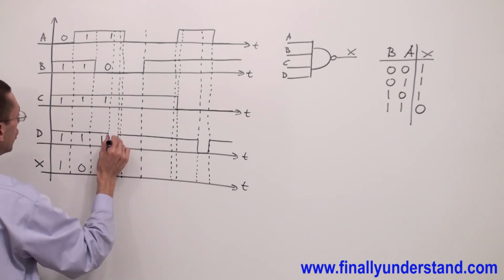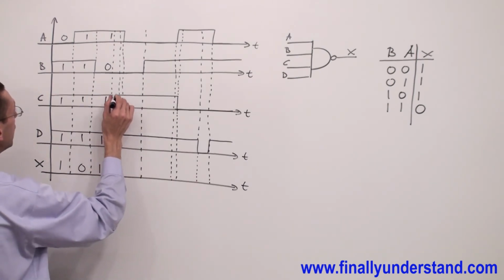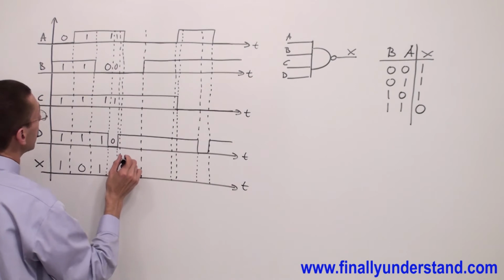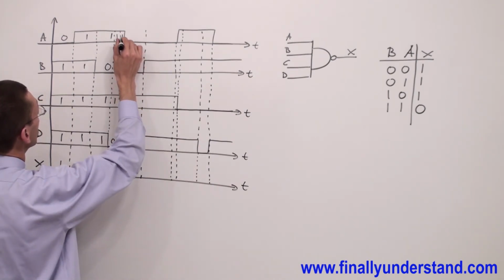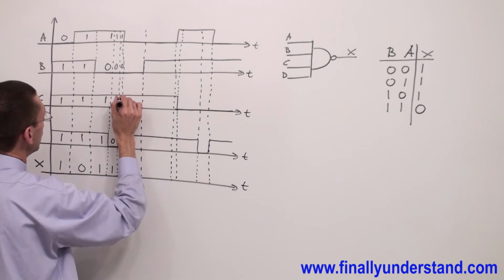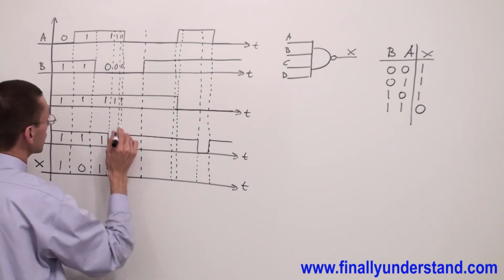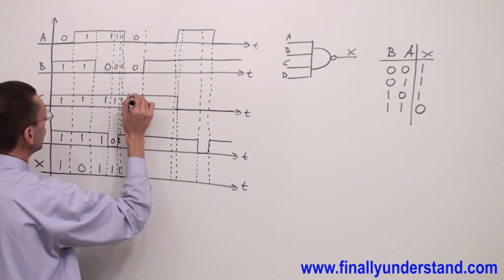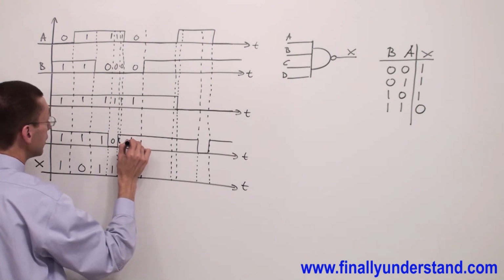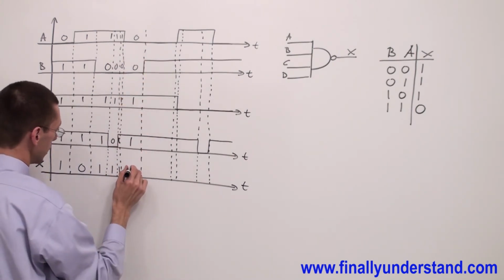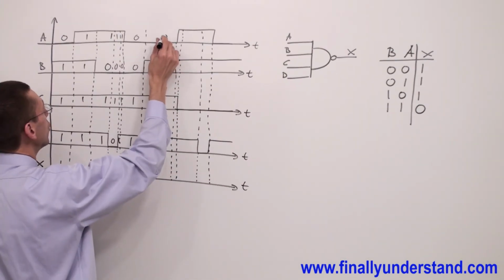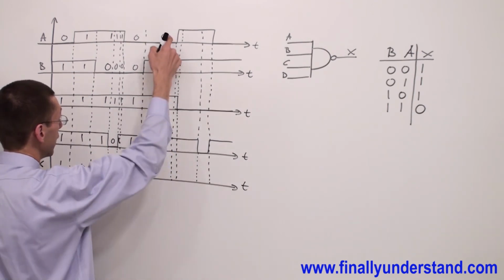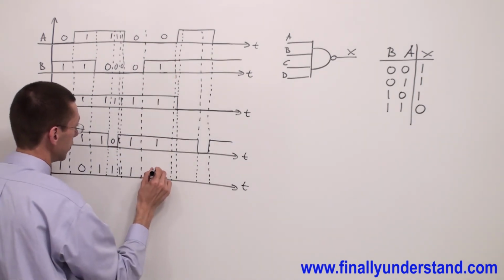And I have low, high, low, high. This is automatically high. And at this moment I have high, low, high, high. Because I have a low, this is also going to be high. And I have low, low, high, high. Because I got lows, that's why this is going to be high. I have low, high, high, high. Because I have a low, the output is going to be high.